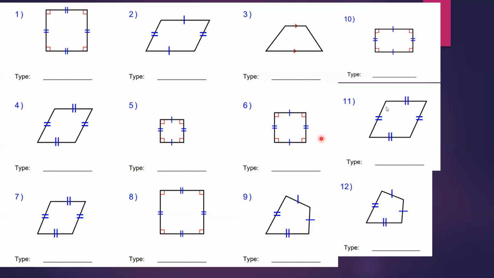send it to me via WhatsApp. Again, if you're finished with your work, take a picture of it and send it to me via WhatsApp. Again, once you're finished with your work, take a picture of it and send it to me via WhatsApp. Juan, what number you on?